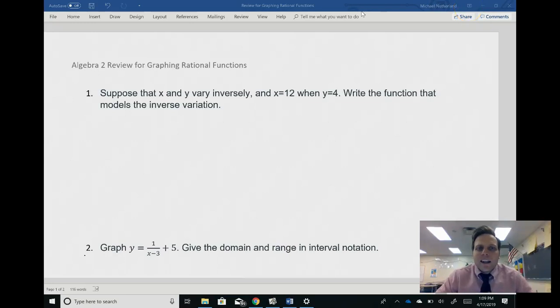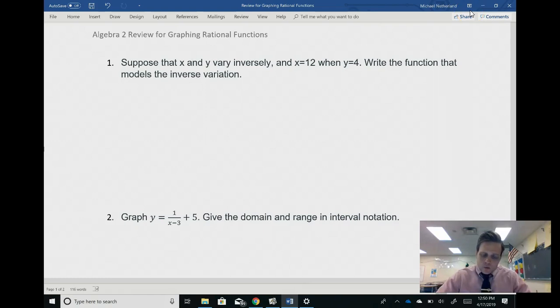What's up, everybody? Today we're going to be going over the Algebra 2 review for graphing rational functions for our test tomorrow. Alright, so let's go ahead and dive right in at problem number 1. It says, suppose that x and y vary inversely. Guys, that's a key word there. They vary inversely, and x equals 12 and y equals 4. Write the function that models the inverse variation.